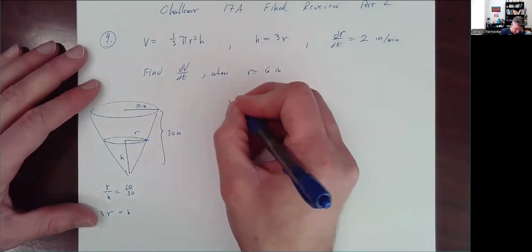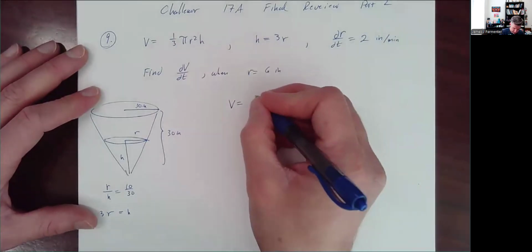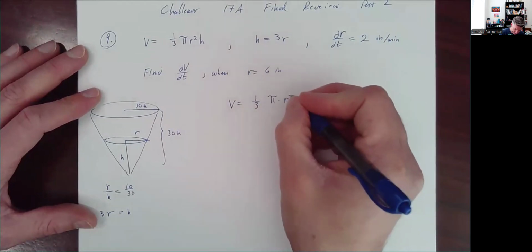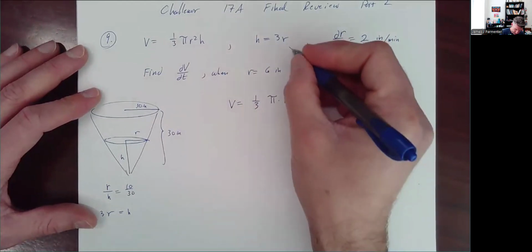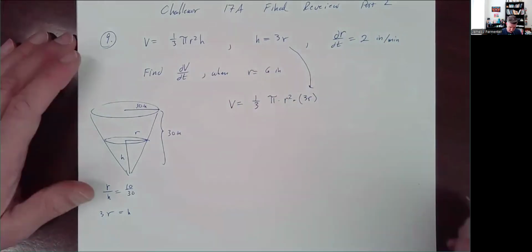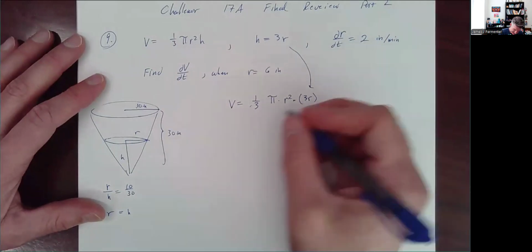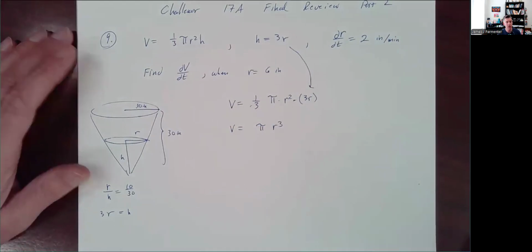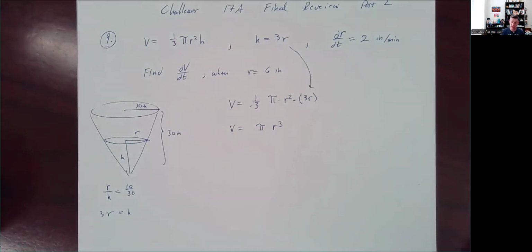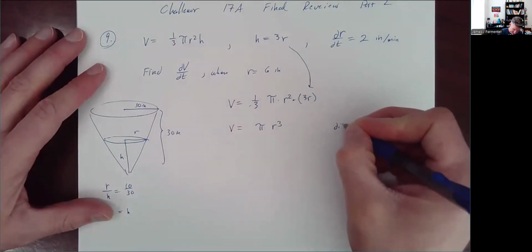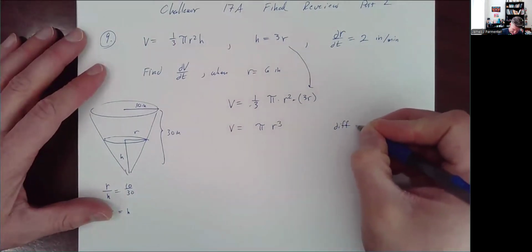So we're going to take our volume equation, 1/3 pi r squared h, and rewrite it as 1/3 pi times r squared times h, which is 3r. I would simplify this before taking derivatives. So the 3's will cancel, and you're just going to get the volume equals pi times r cubed. Then we're going to differentiate both sides. And the thing to remember here is when you have these related rates problems, we are differentiating with respect to t.